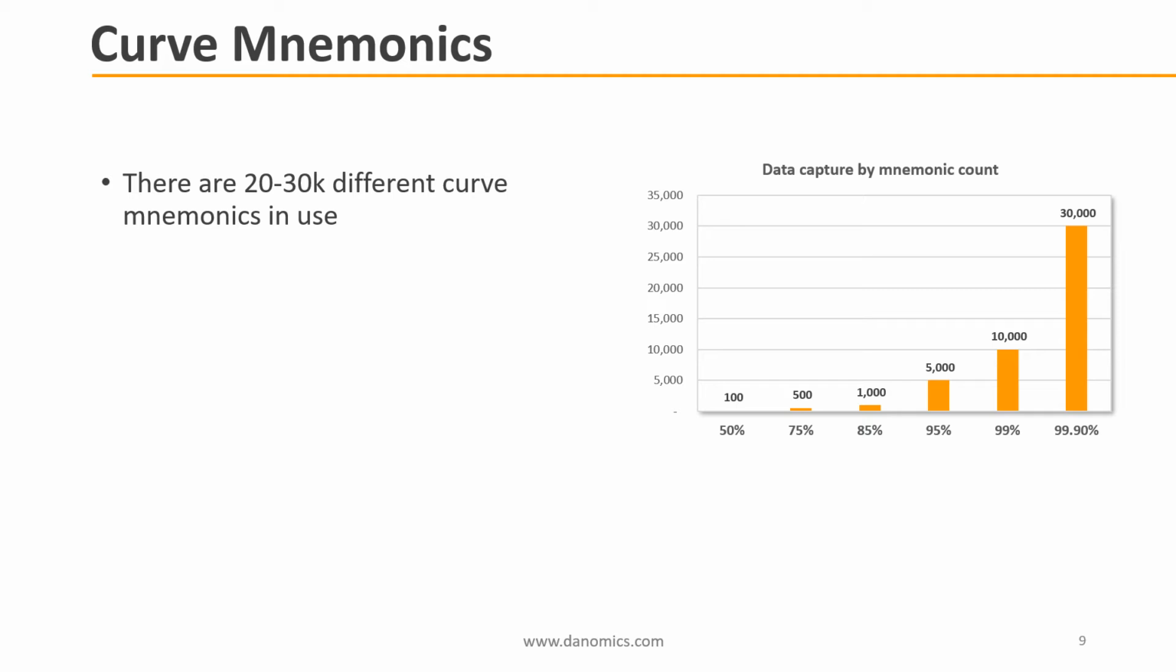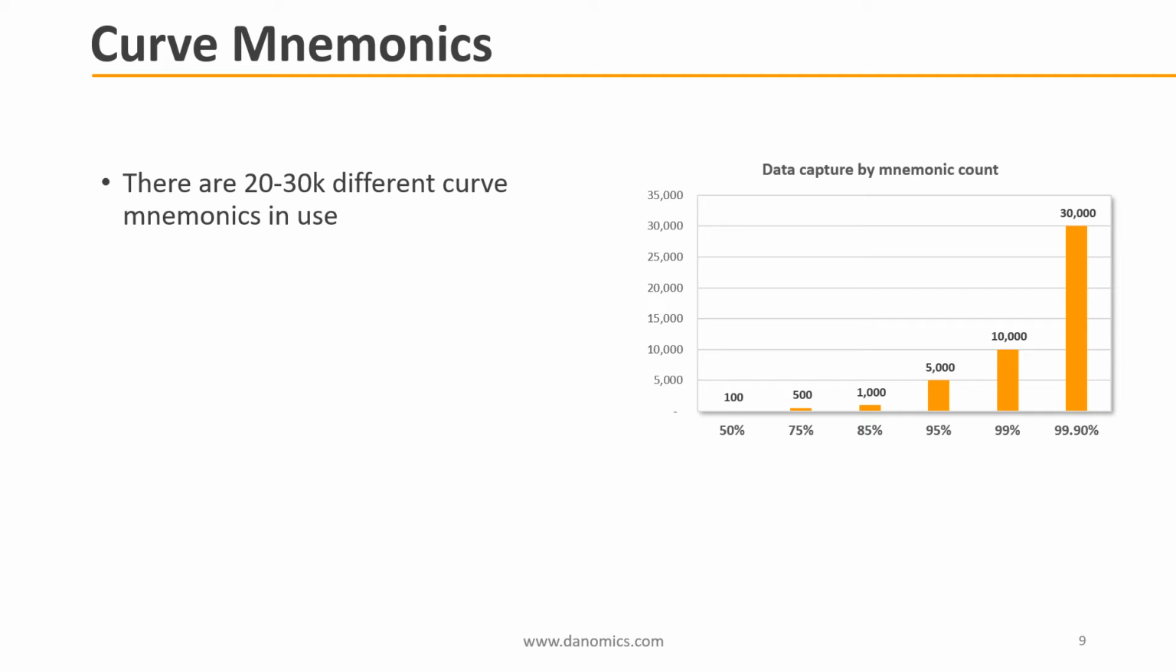So curve mnemonics present quite the challenge. There are around 20 to 30,000 different curve mnemonics. And when you're looking at these, around 100 curve mnemonics will represent about 50% of your data. And if you have around 500 curve mnemonics, you'll cover about 75% of your data. But it's not until you have somewhere between 5 and 10,000 curve mnemonics that you really start to capture 95 to 99% of the available data, which is what our goal should be in most cases.